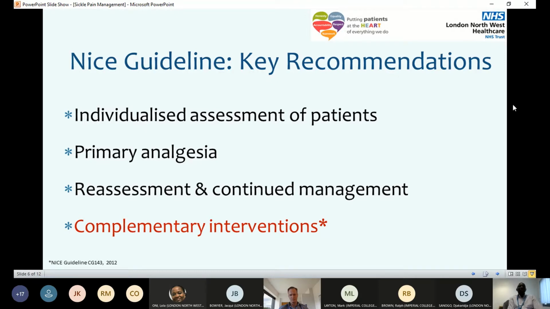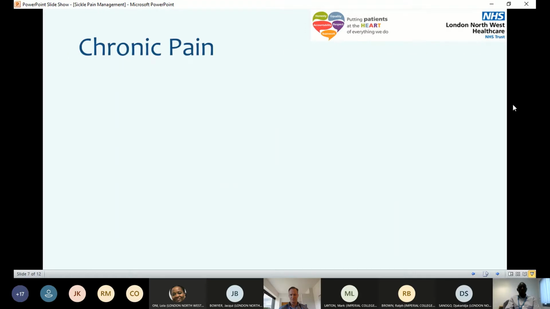But interestingly, one of the key things that was also highlighted in the NICE guideline was that we should look at complementary interventions. At the time, unfortunately, in terms of the literature, there weren't a lot of non-pharmacological interventions that could be included in the guideline, but that didn't negate the reason why we shouldn't look at that. So obviously psychological approaches, as well as other complementary therapies, were highly recommended as well.